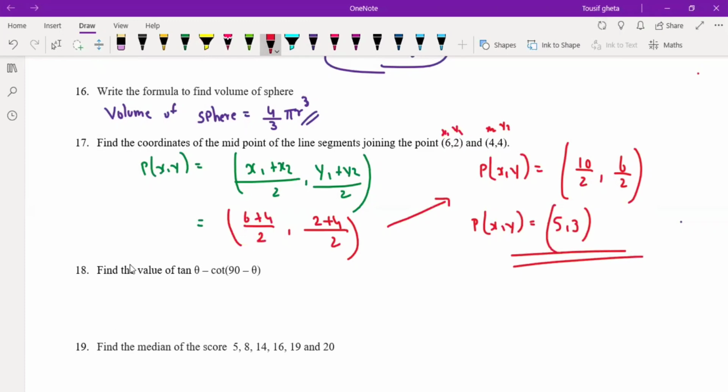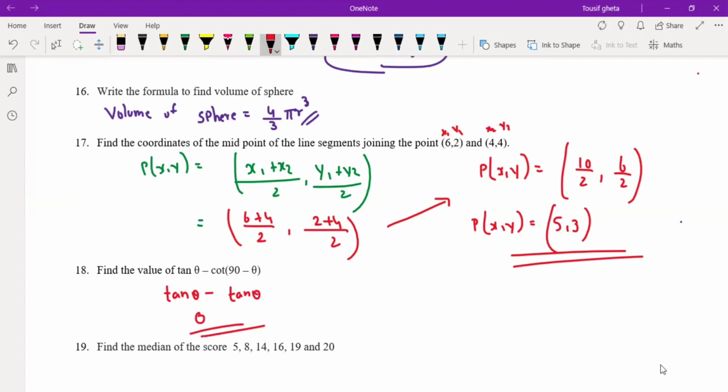The next one, it is from the trigonometry. So tan theta minus cot (90 minus theta) value is what? It's similar, that is tan theta. So tan theta minus tan theta will give the value as what? 0. So the value for tan theta minus cot of (90 minus theta) is 0.